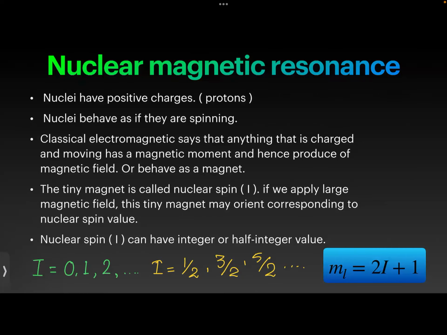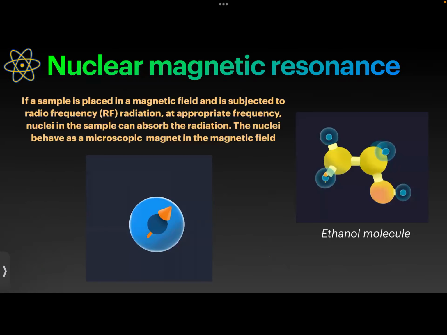The number of orientations we can calculate with the help of the formula 2I plus 1. So if you have I as a half integer, you can calculate 2I plus 1. If you have an integer value, you can calculate I plus 1. So if we have a sample which has an NMR active nuclei, I will tell how we can tell NMR active and inactive nuclei.